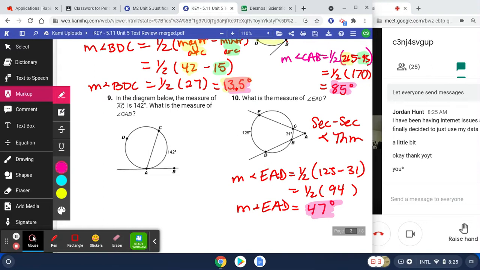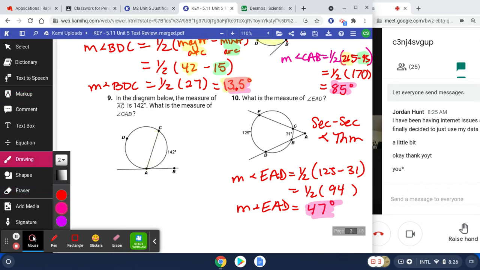Okay, so what the heck is this other one over here? The measure of AC is 142. So this guy right here, not the line, the arc is 142. What is the measure of CAB? So what's the rule for this little angle right here?